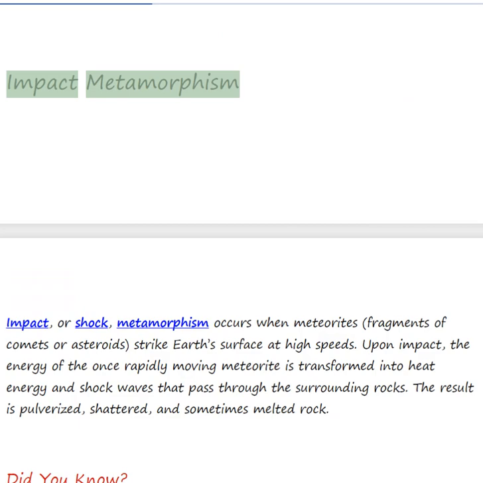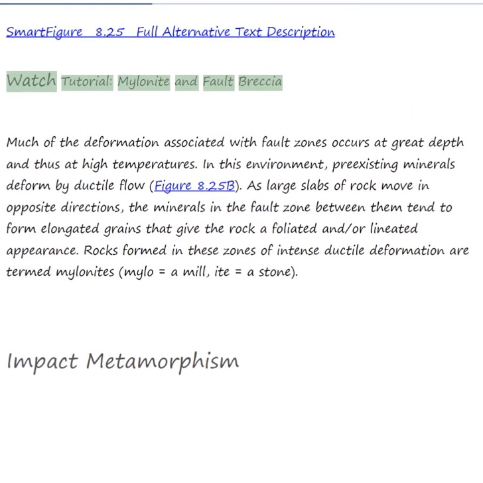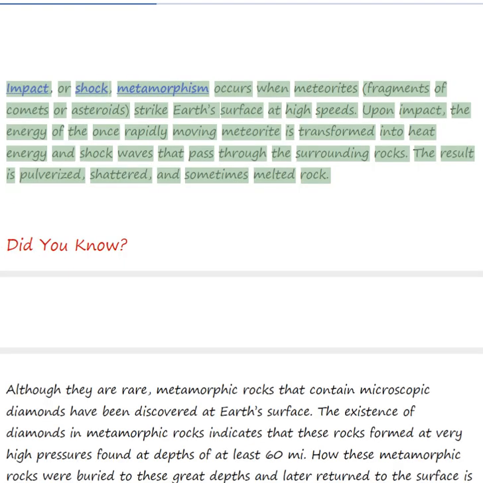Impact metamorphism. Watch tutorial, Mylonite and fault breccia. Impact, or shock, metamorphism occurs when meteorites strike Earth's surface at high speeds. Upon impact, the energy of the once rapidly moving meteorite is transformed into heat energy and shock waves that pass through the surrounding rocks. The result is pulverized, shattered, and sometimes melted rock.